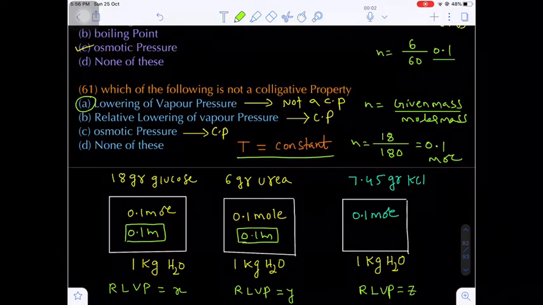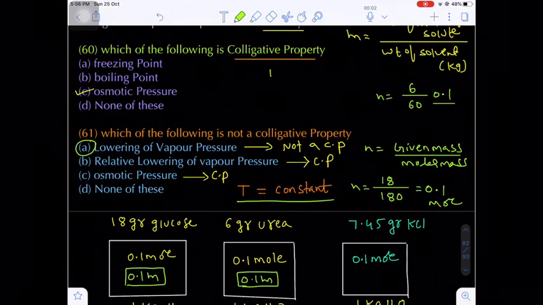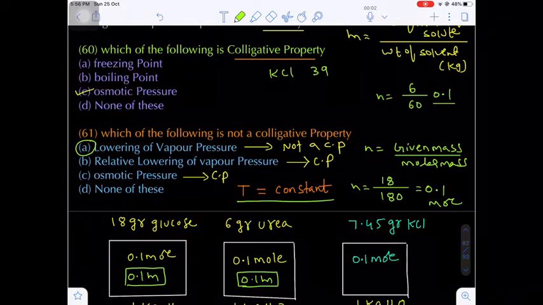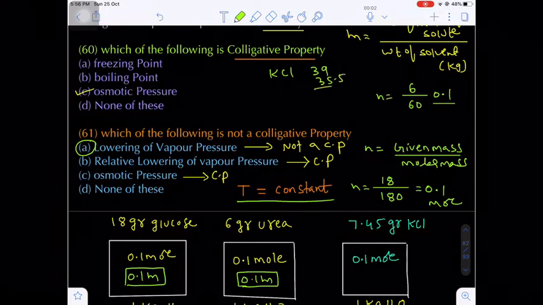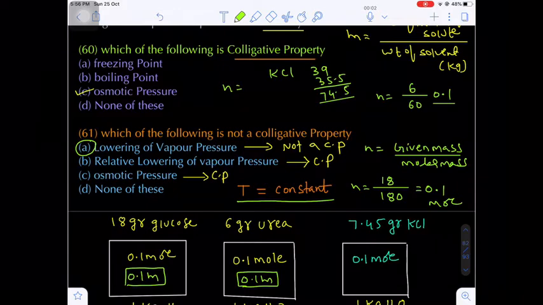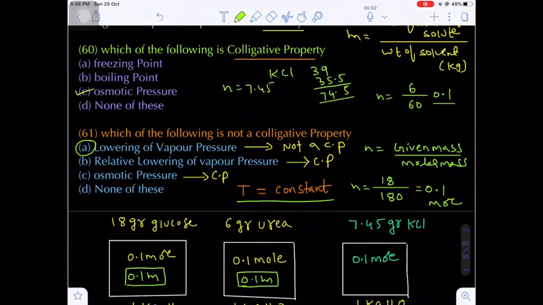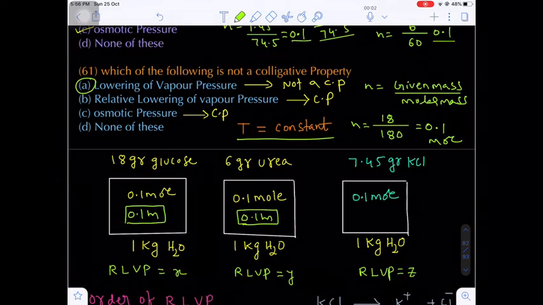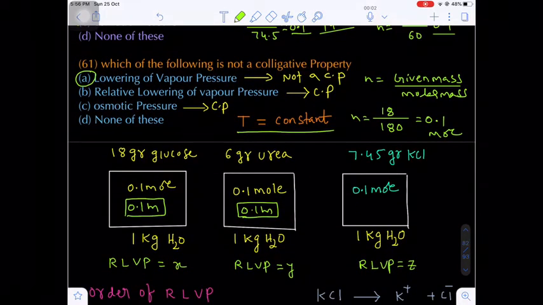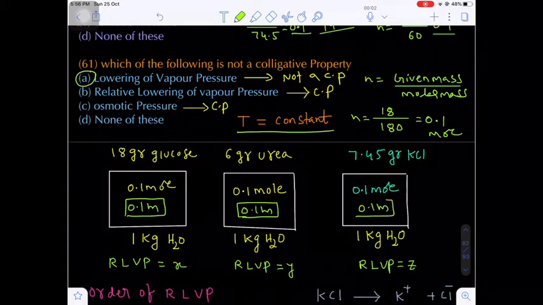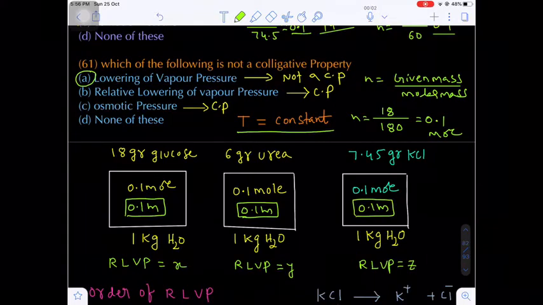And one more solution I am taking, potassium chloride. Do you know what is the molar mass of KCl? Potassium 39 and chlorine 35.5. So overall, there is 74.5 grams in 1 mole of KCl. How to find the number of moles? Given mass of KCl 7.45, divided by the molar mass of KCl, that will be 74.5. So how many moles of KCl am I dissolving? 0.1 moles. In how many kilograms of solvent water? 1 kg. So it is also 0.1 molal. So all the concentrations I am taking equal: 0.1 molal, 0.1 molal, 0.1 molal.